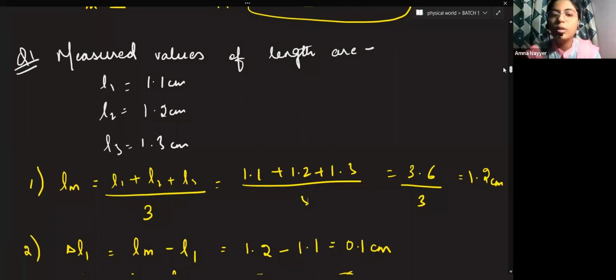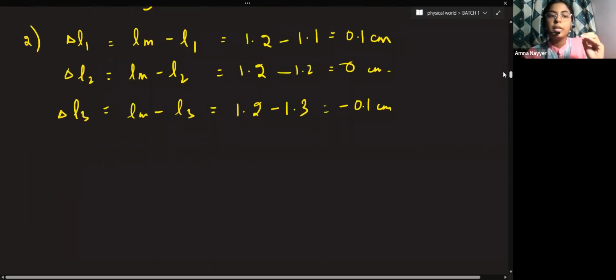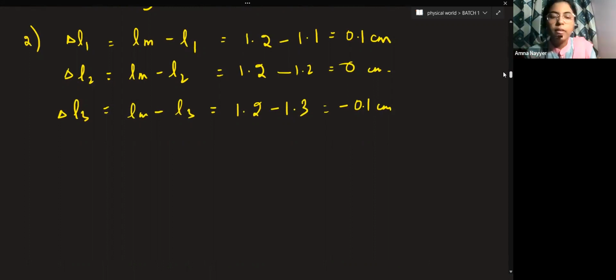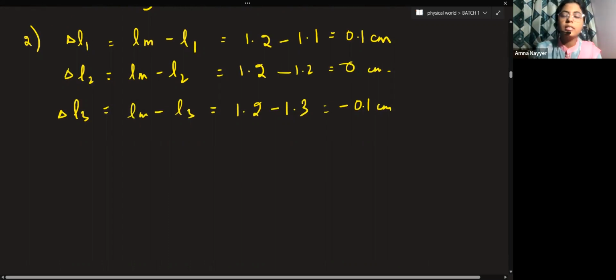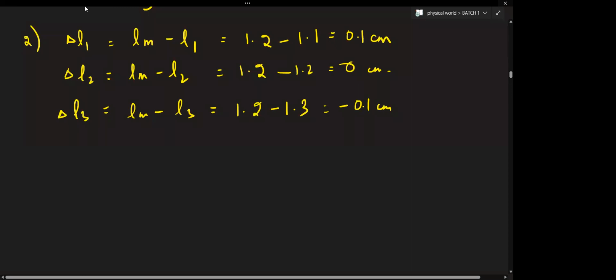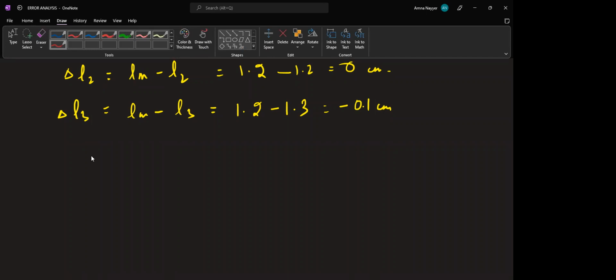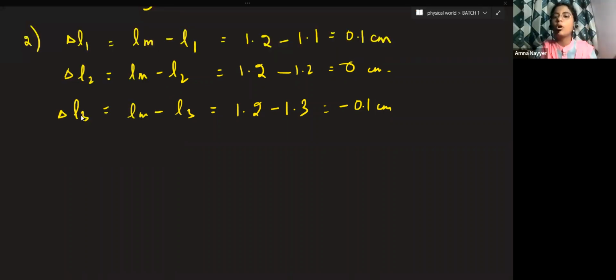Now we have absolute errors. Absolute error means mean value subtracted by the individual measured value. Till this we did it. Now we want to calculate the mean absolute error. We have the absolute errors with us, so how will we calculate the mean? Yes, Arnav, you tell us. A mean absolute error is the sum of all absolute errors divided by the number of absolute errors. Yes, good. It will be the sum of all the absolute errors divided by the number of errors.